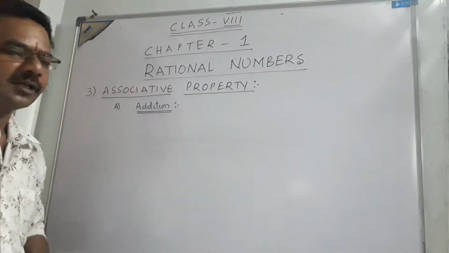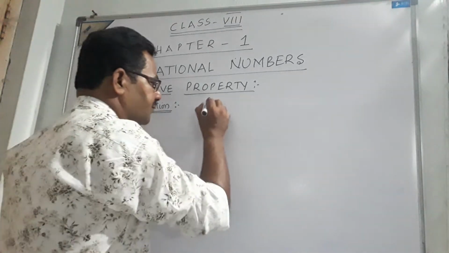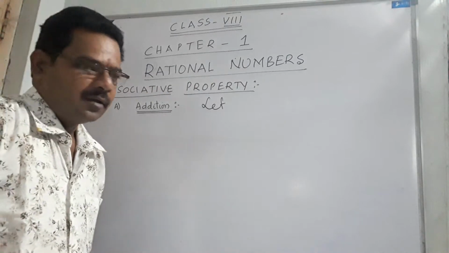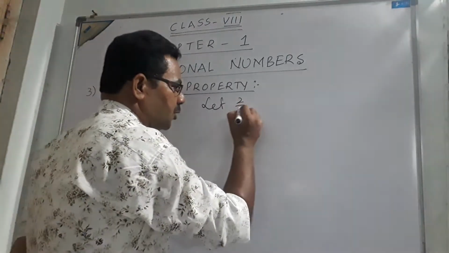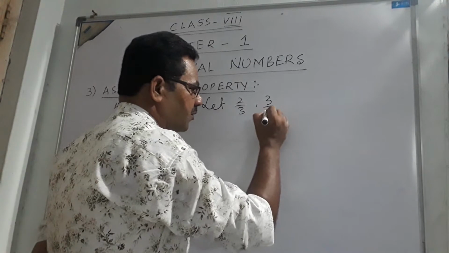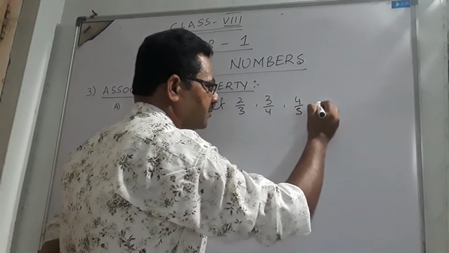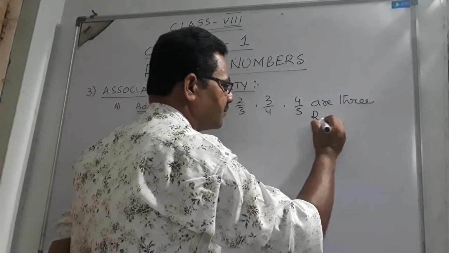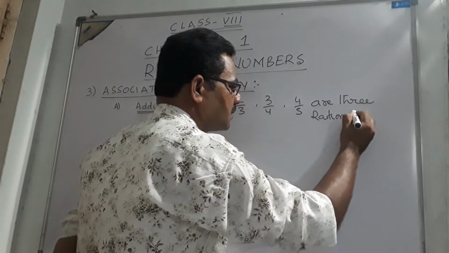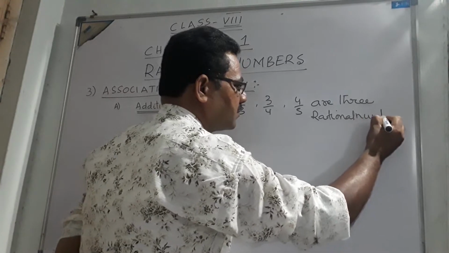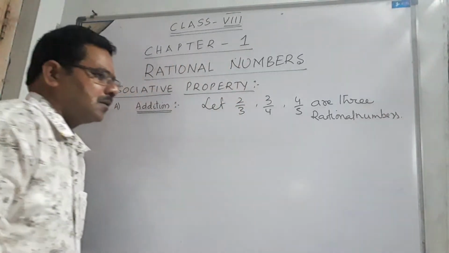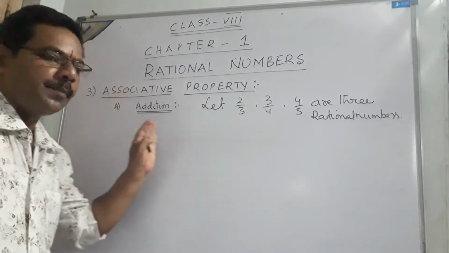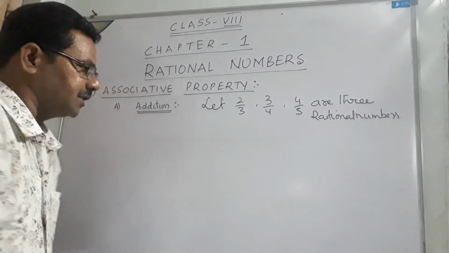So in the first, addition, we have to take three rational numbers. Just I am taking 2 by 3, 3 by 4 and 4 by 5 as three rational numbers. So these three rational numbers, how they will follow this associative property under addition, that we shall check.